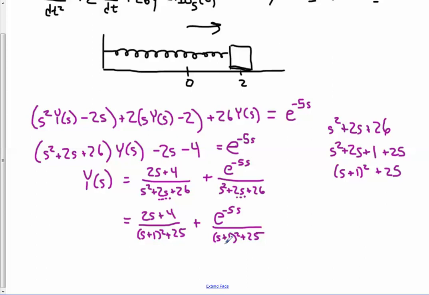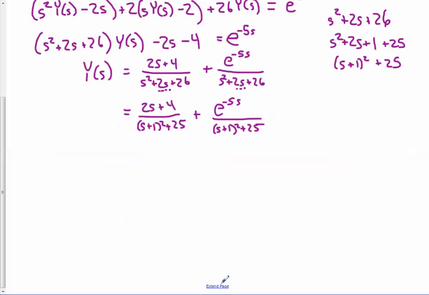And so now the denominator is looking more like what we need for a cosine and a sine. It's just shifted to the left by 1 in both cases. Okay, well, let's see. I need this s to also be an s plus 1. We need all the s's to be shifted by the same amount. So I can force that as well, right? I can do s plus 1.